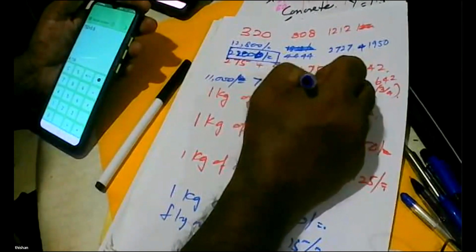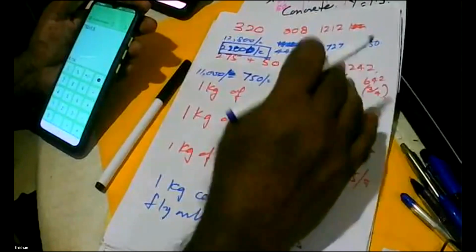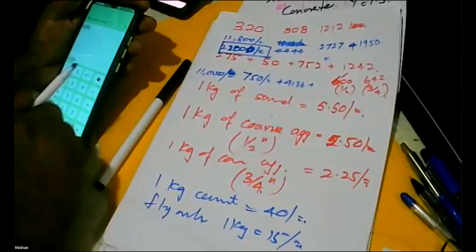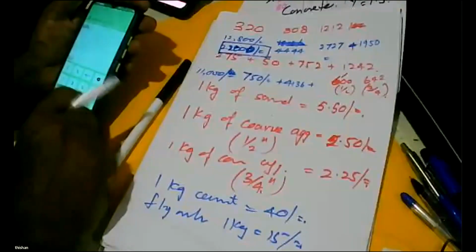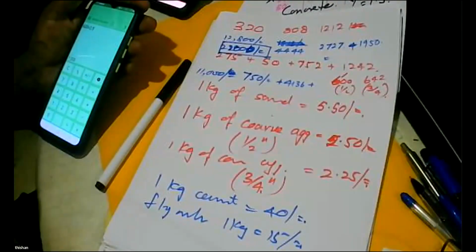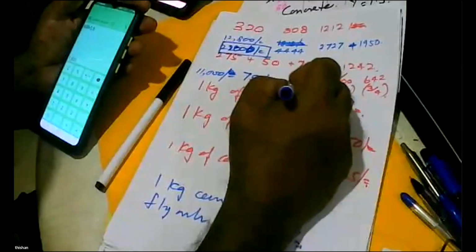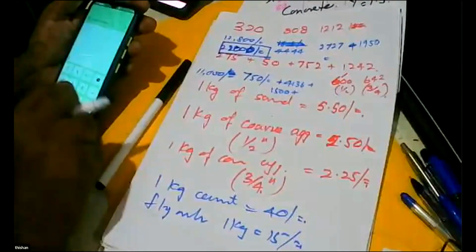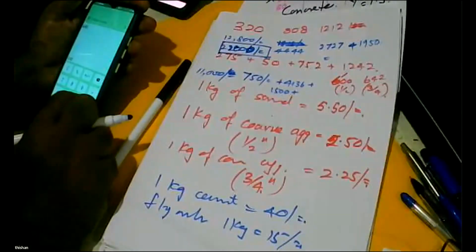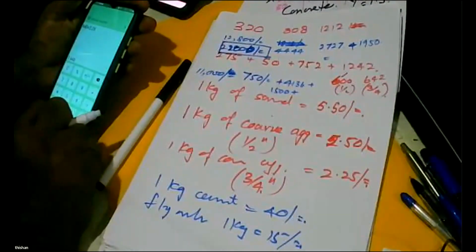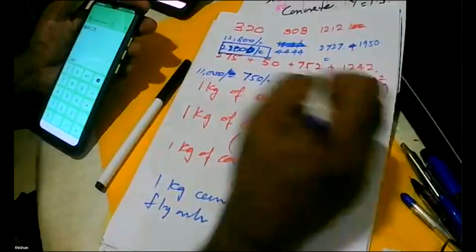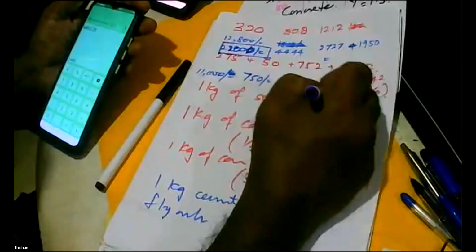4136 plus 600 of 250, because half inch aggregates are a little more expensive. 1,500 plus 640 of 2.25, 1440 plus 1950.